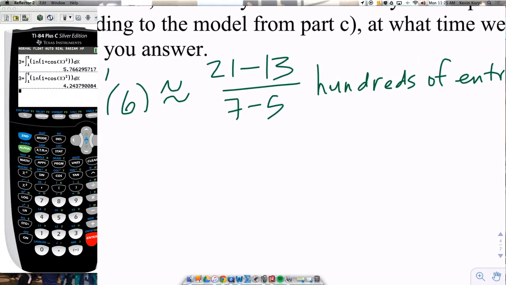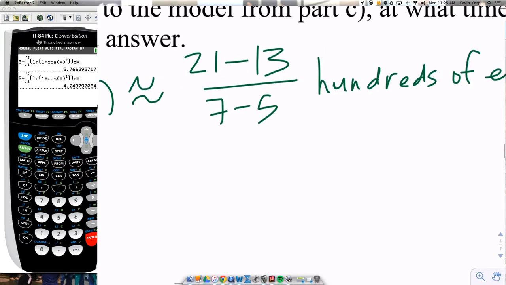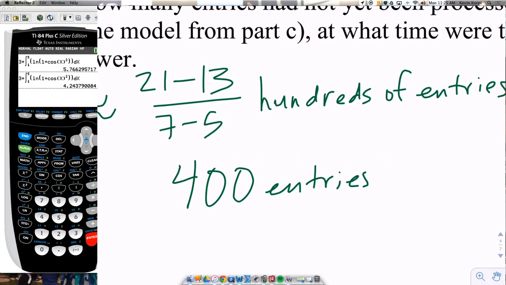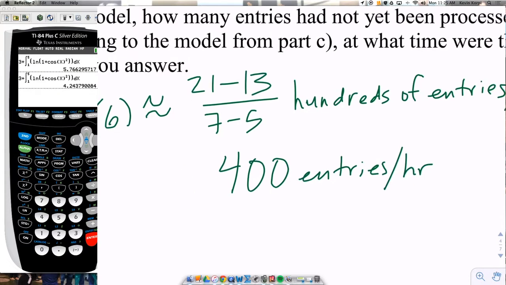But if you're tempted and you go for it, you better do it right, yes? 21 minus 13. Who was he? 8? 8 halves is 4, so it's 400 entries per hour. Is that okay? Can you do that? You can. That's the correct number, 400 entries per hour. But it specifically told you to list your answer in units of what? Hundreds of entries per hour.